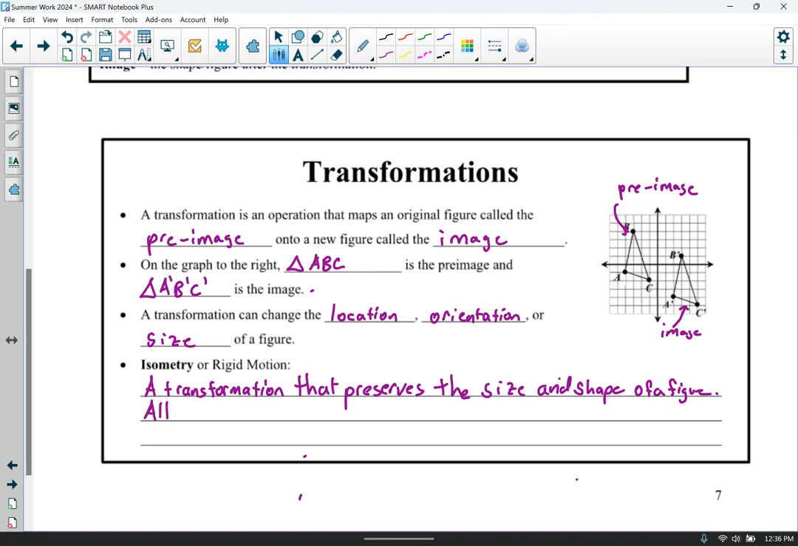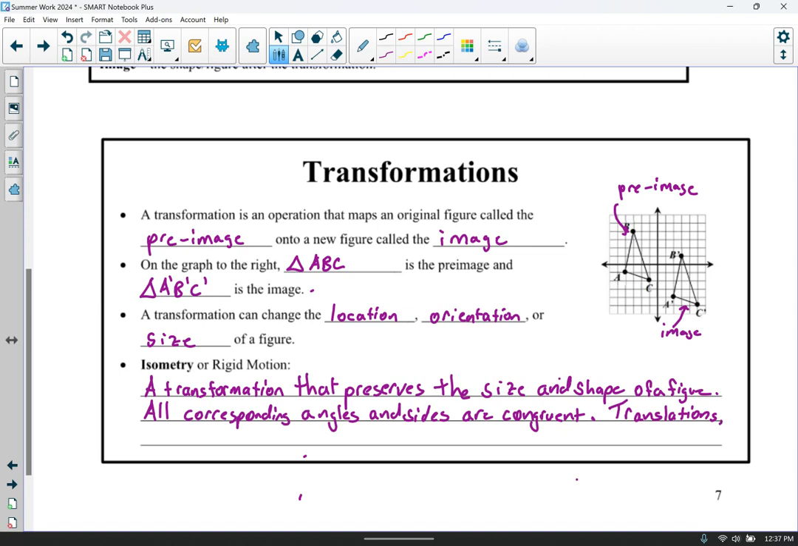So with that, we're saying that if something's an isometry or a rigid motion, then all corresponding angles and sides, and corresponding just means those matching sides and angles that have the same position, are congruent. And we should be familiar with that word congruent, the geometry word meaning equal or same.